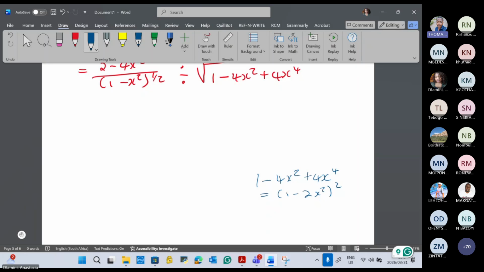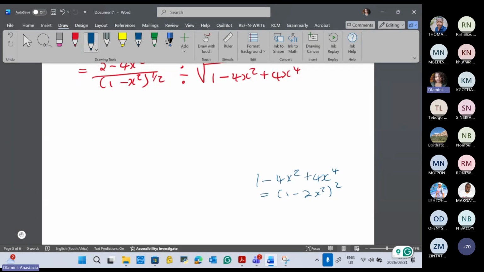Can you elaborate, ma'am? It's not me who gave the answer. Can the person who gave the answer elaborate? How did you get the answer? We want to know. Ma'am, if you expand it, it's going to give you the same. That's why I said 1 minus 4x squared plus 4x to the power of 4 is the perfect square of (1 minus 2x squared), all squared. So if you expand this, it's going to give you the same answer there at the top.